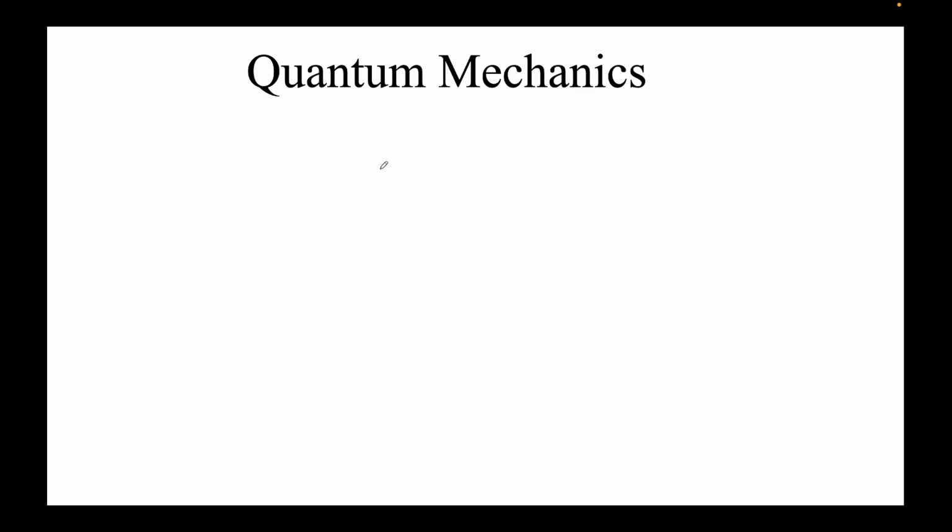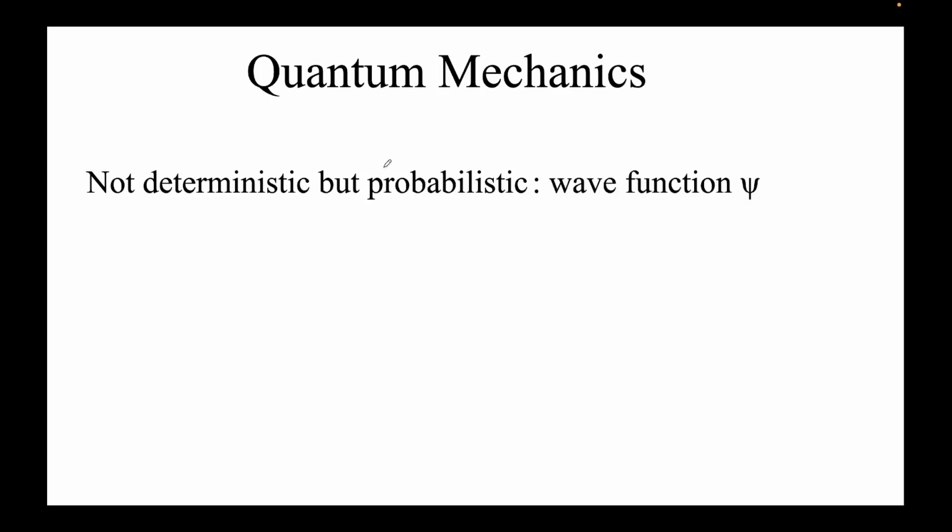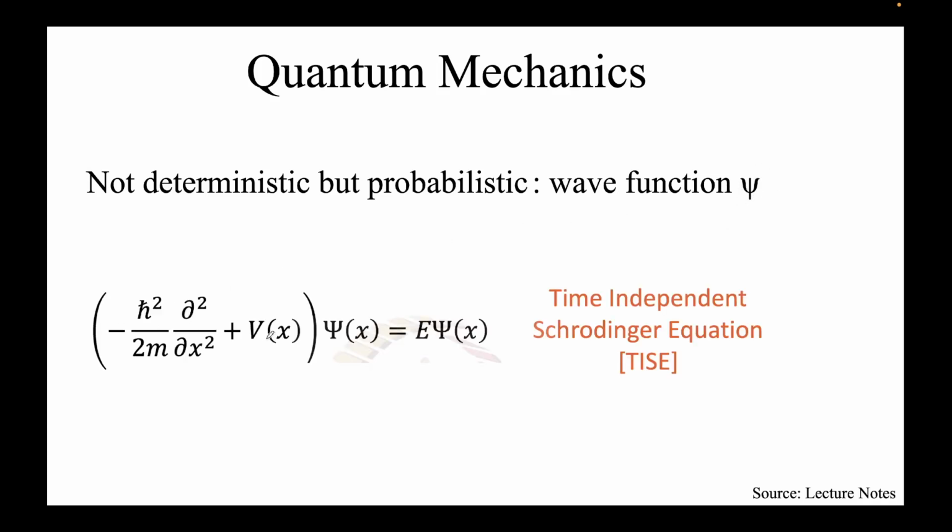All right. So as I was saying, quantum mechanics is probabilistic, not deterministic. And how is this probability determined? It is described by something called a wave function, which we call psi. This is the symbol for that. This is the equation, which is simplified, but might look big. It's called the time independent Schrodinger equation. You do not see any time term in this.